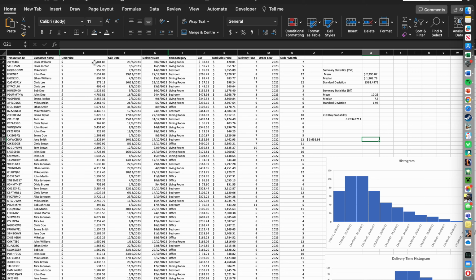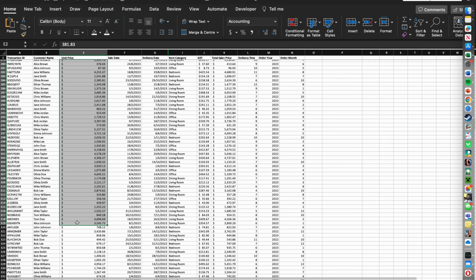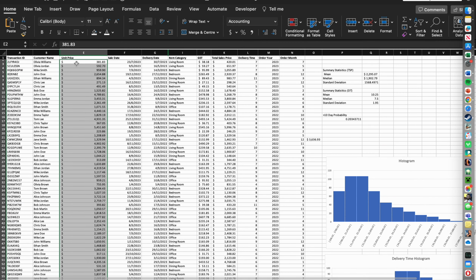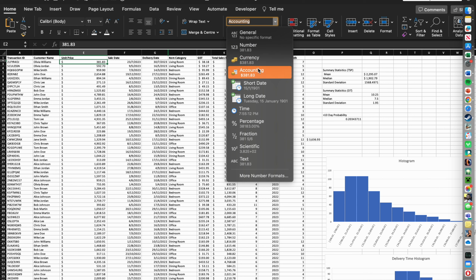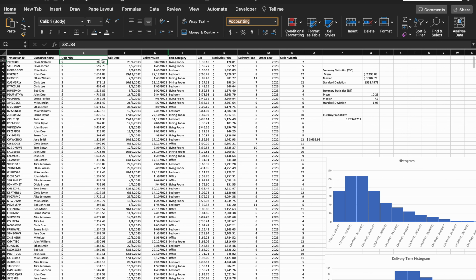Then I formatted the unit price here. I just clicked, went down, highlighted all 500 items, and then I went to here and clicked accounting, as it says to do on the homework. I did the same with the delivery date, went to the short date format.